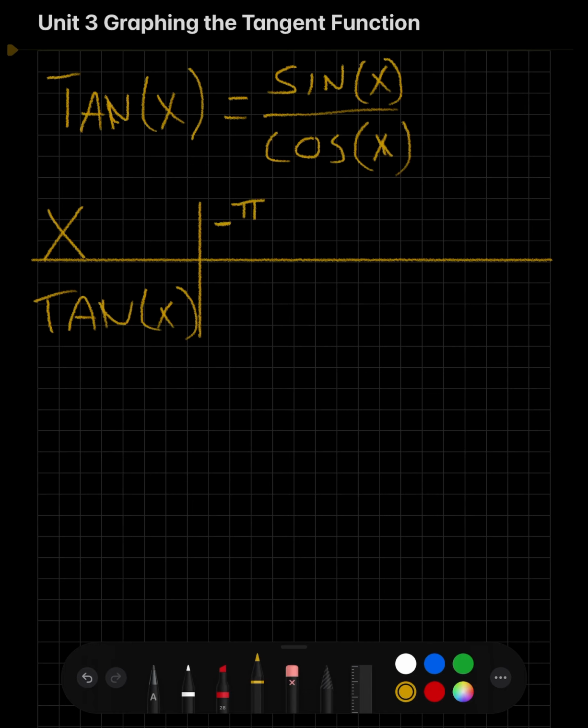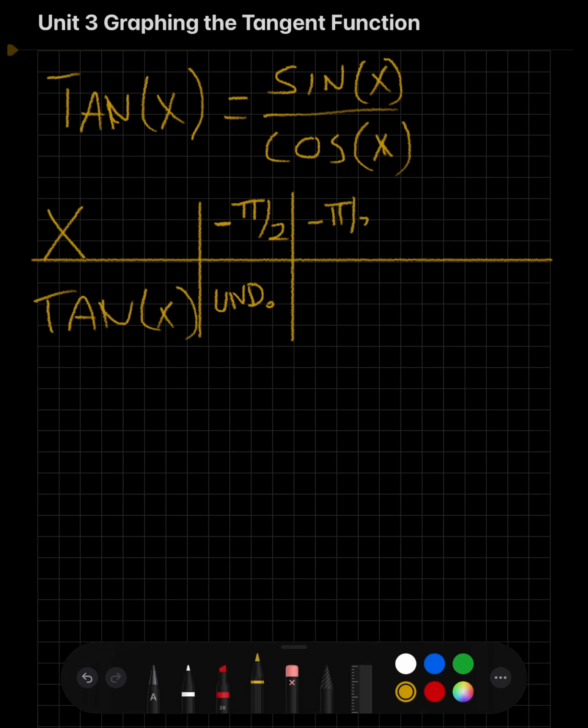So my first x will be negative pi over 2. If I plug that into the sine and cosine function, what I end up getting is that the sine of negative pi over 2 is negative 1, and the cosine of negative pi over 2 is equal to 0. So here I am trying to divide by 0, which we know, of course, makes something undefined. So tangent does not exist at negative pi over 2. This will come up later.